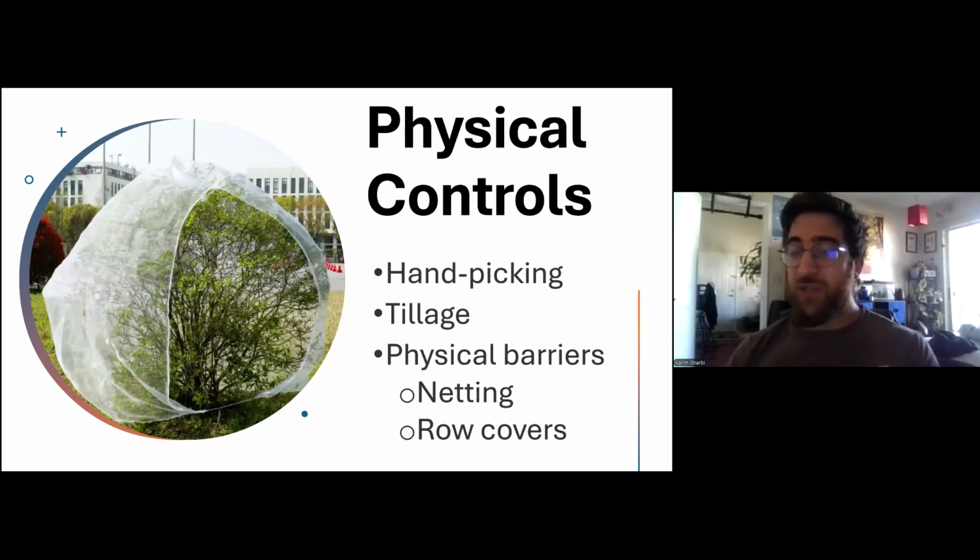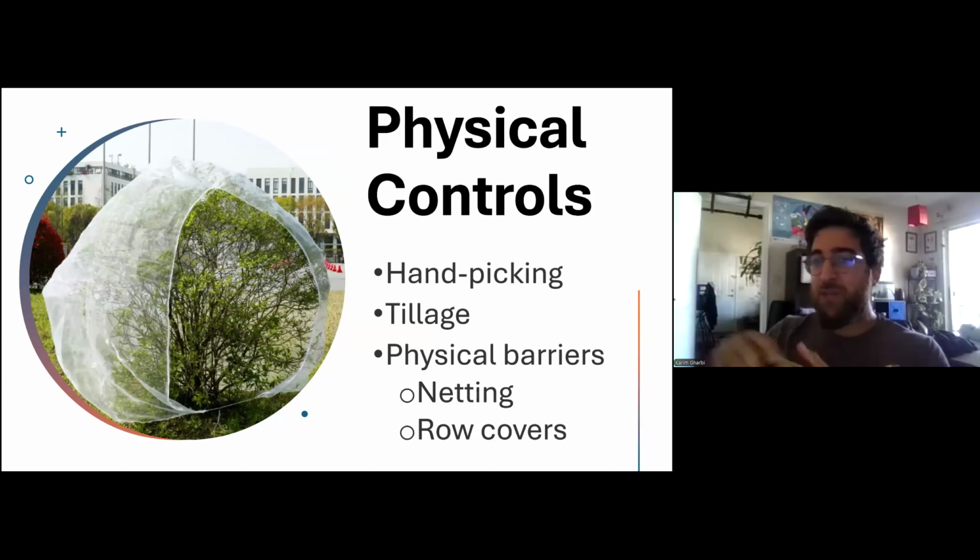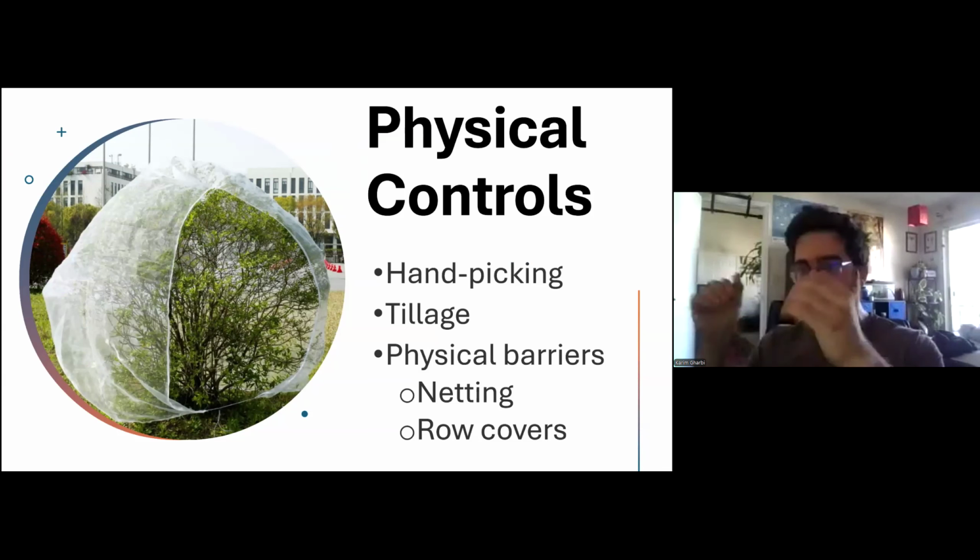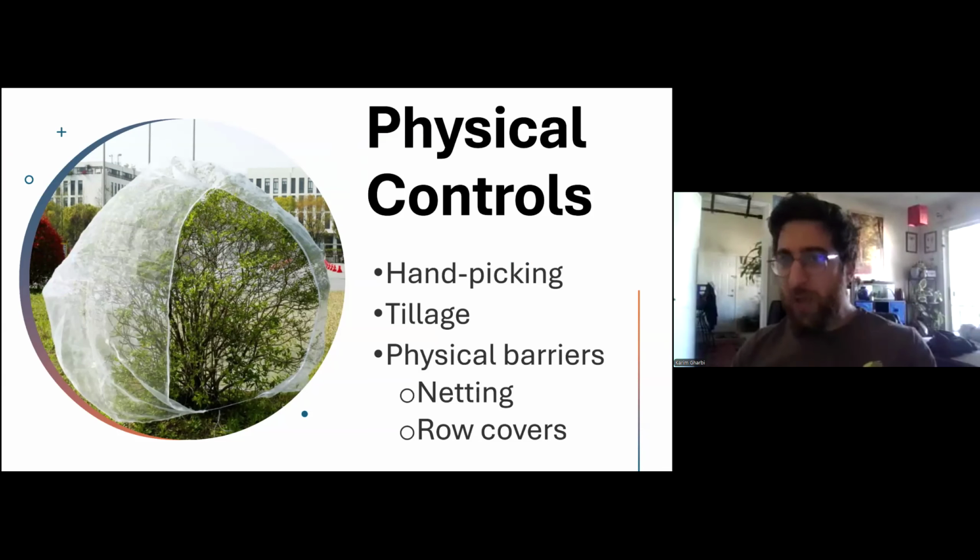Physical controls: you can hand pick the grasshoppers. You can get a big bucket of water, add a drop of soap to it so that the grasshoppers don't float as easily and they'll fall and they'll drown and go to hell where they belong. You can also till. Tilling the soil will expose the eggs that are laid underground to adverse weather conditions as well as predators and parasites.